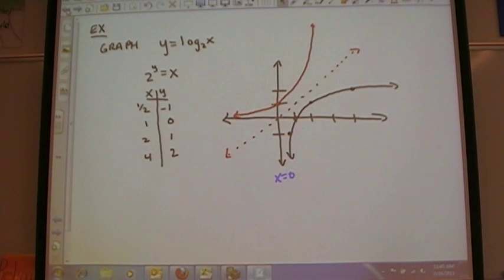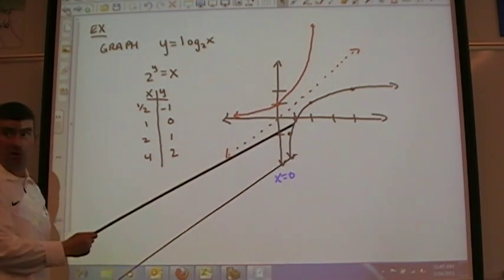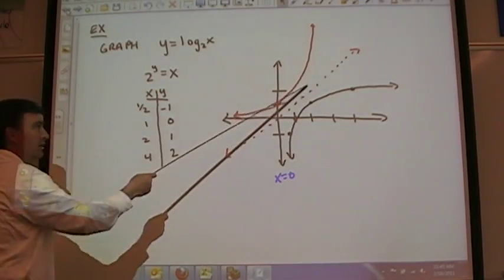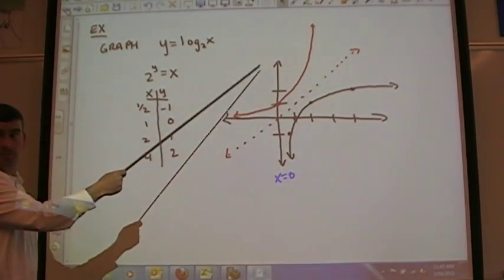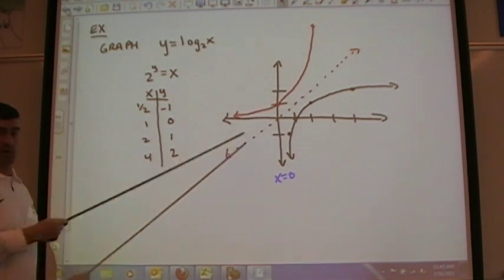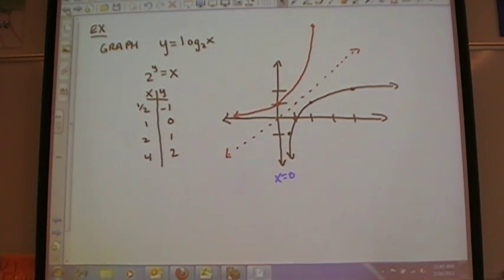That curve is an inverse of an exponential curve. For them to be inverses, they have to be a reflection, y'all remember this? Along this line. Everybody see the reflection? What's the equation of that line? y equals x. So it's a linear function, and it has to be y equals x for them to be inverses of each other.